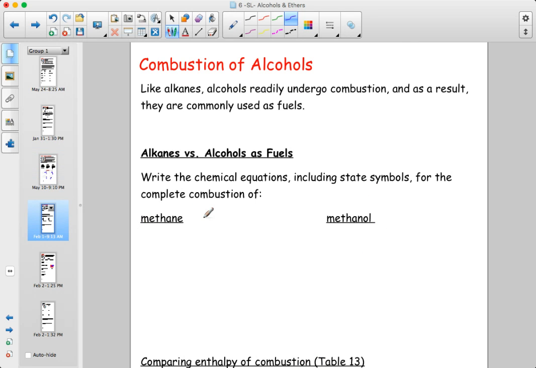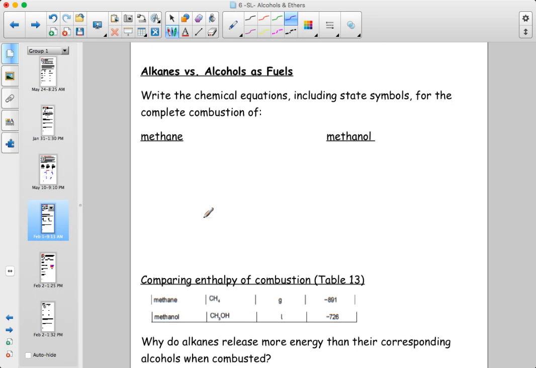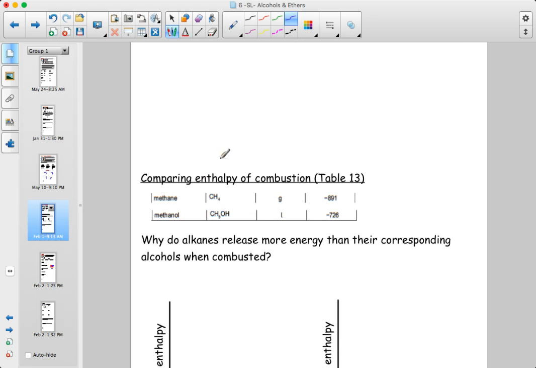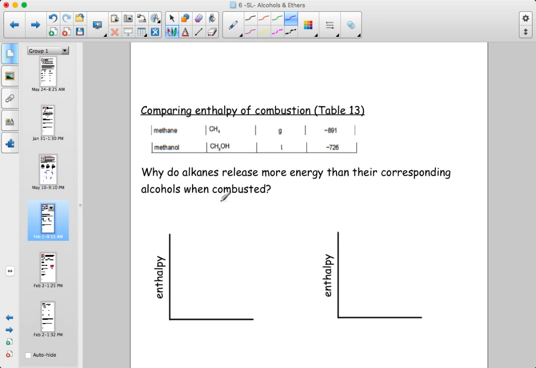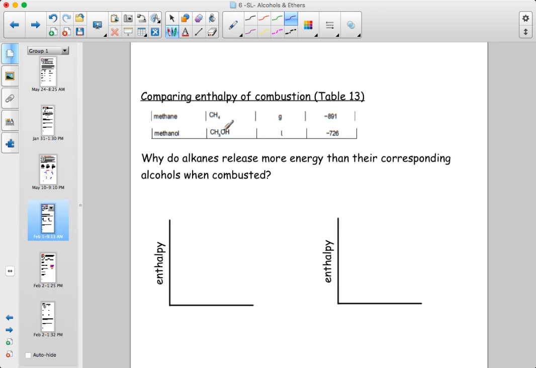One very important use of alcohols is that they combust readily, and they can be used as fuels. However, if you look at their combustion values, their enthalpies of combustion, they release significantly less energy per mole than the corresponding alkanes. And it has to do with the fact that they already have some oxygen on them. They're already partially oxidized. So if you were to compare the enthalpy changes in an alkane reaction, the original alkanes have more stored energy than alcohols do.